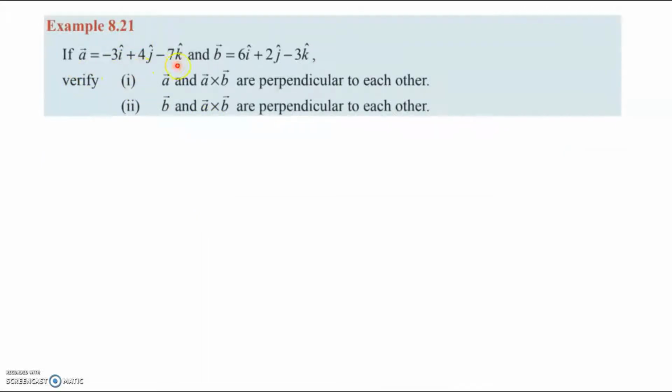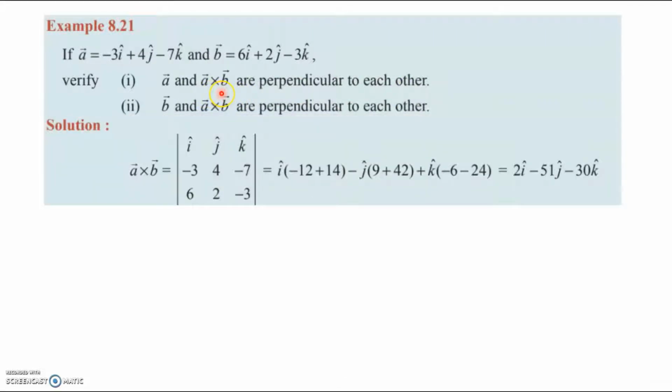Question number 8.21. So vector A is defined by this vector and B is defined by this vector. Verify. The first question is that A vector and A cross product with B are perpendicular to each other. So we need to first find A cross product with B.